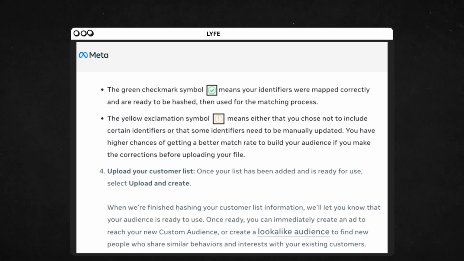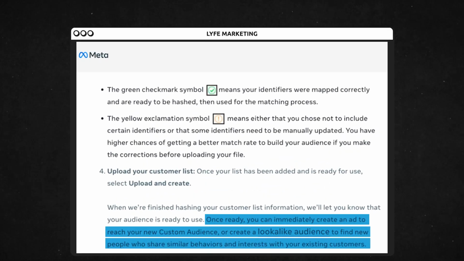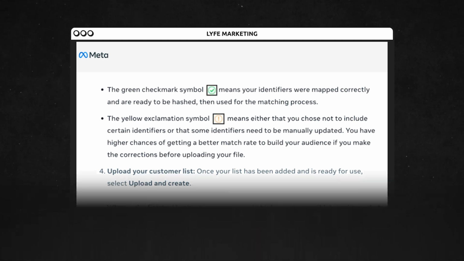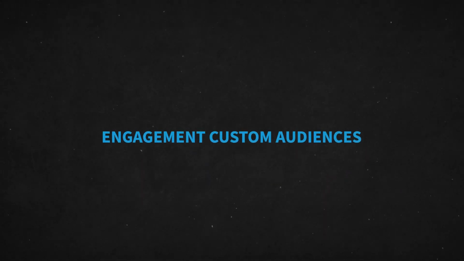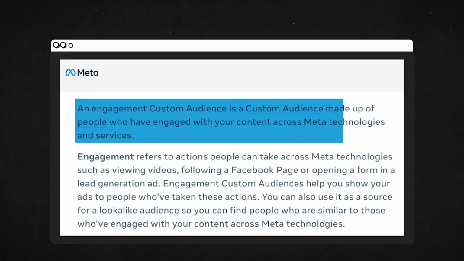Once ready, you can immediately create an ad to reach your new custom audience or create a lookalike audience to find new people who share similar behaviors and interests with your existing customers. All right, now the last custom audience we're covering today is engagement custom audiences. Facebook says an engagement custom audience is a custom audience made up of people who have engaged with your content across Meta technologies and services.